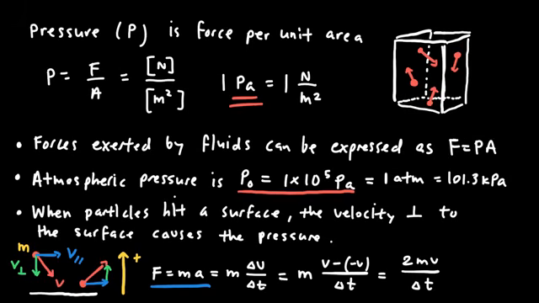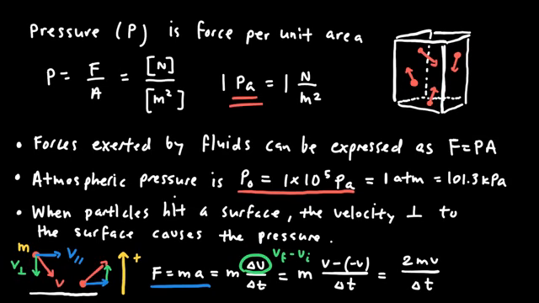If I define the upwards direction to be positive, then in this equation where I have delta v written, that would be the final velocity minus the initial velocity. The final velocity, that perpendicular velocity, points upwards, and so it should be positive. And the initial velocity points downward, so it should be negative. So I should have v minus negative v.